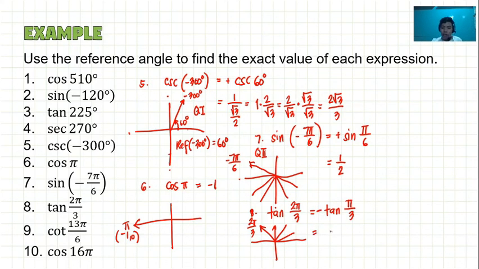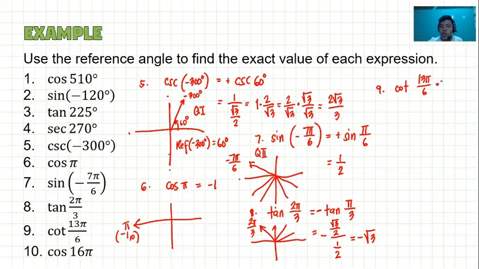So we now have negative of tangent pi over 3, that is y over x. The y of pi over 3 is square root of 3 over 2, right? And x of pi over 3 is 1/2. And the final answer will be negative square root of 3. Okay? Then for number 9, cotangent of 13 pi over 6.